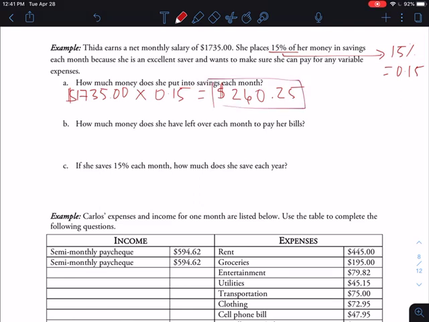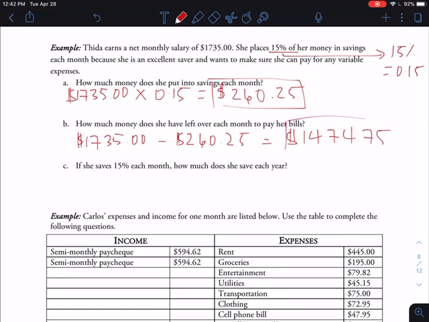And how much money will she have left over each month to pay her bills? So after she saves this much, how much of the original amount will she have left for her bills? She starts with that $1,735, and then she takes away $260.25 to get her remaining money, the bill paying money that's left over, and that gives me $1,474.75. Okay, and that would be how much she has per month.